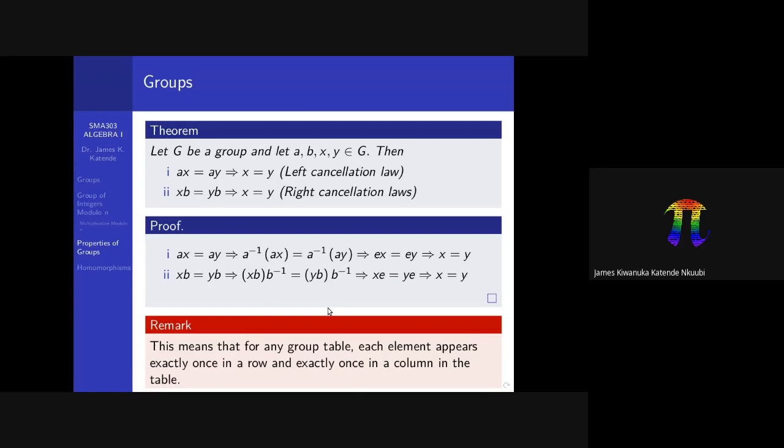If you work out a group table, each element will appear exactly once in a row and exactly once in a column. And you're not counting the headers. The headers are not counted. The header row and column, you don't consider them.